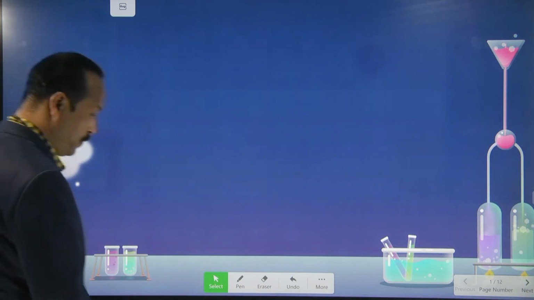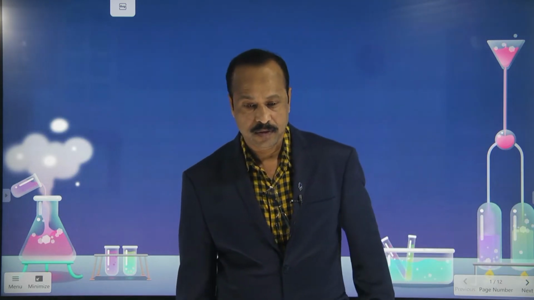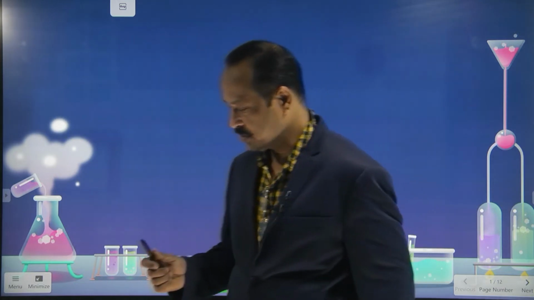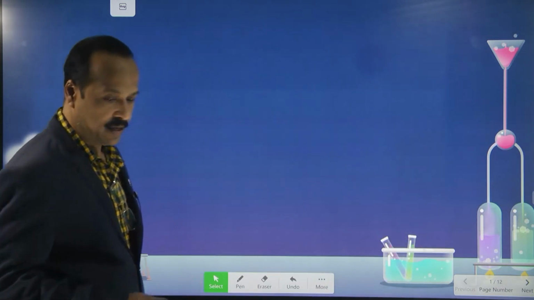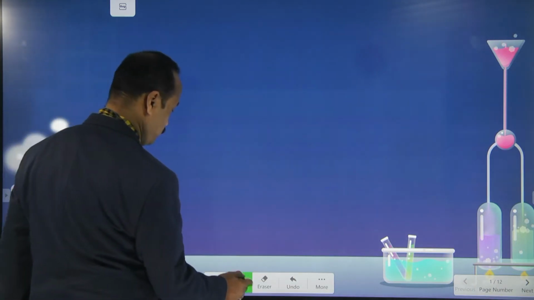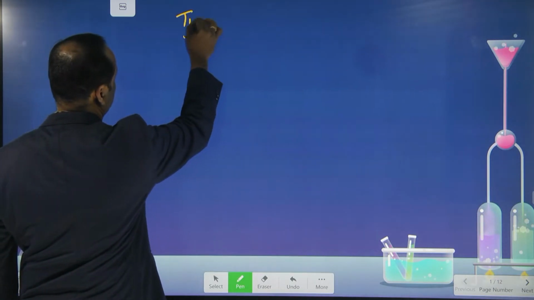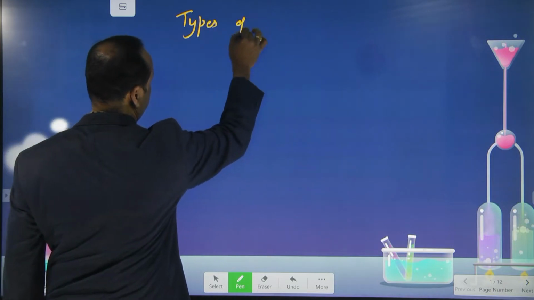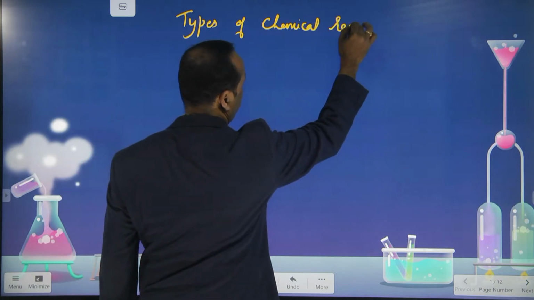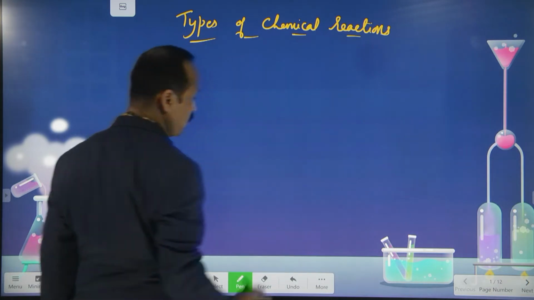So we were doing types of chemical reactions, right? Once again, briefly we discuss the types of chemical reactions and then we go to the next topic. Okay, so here, when you come to the types of chemical reactions, we have 4 types of chemical reactions.